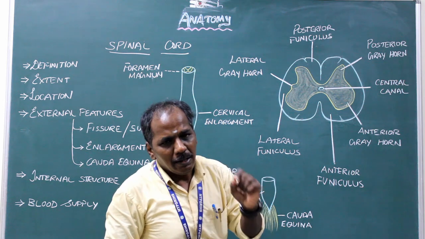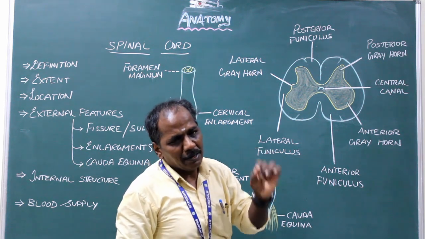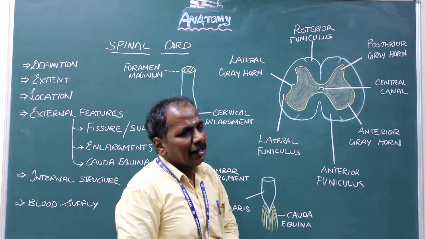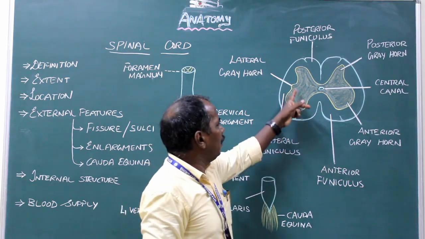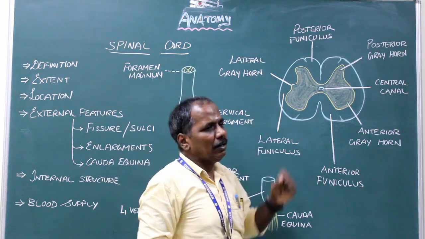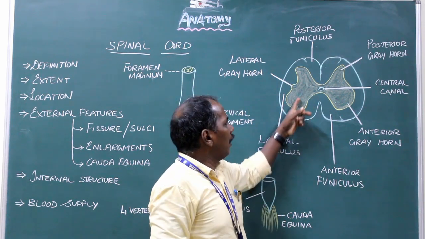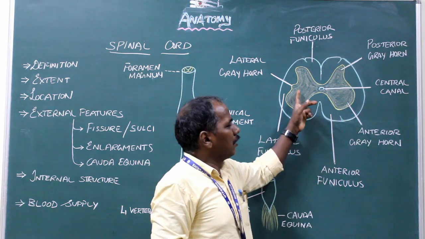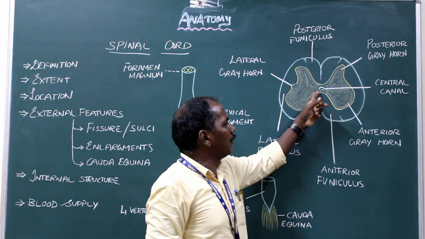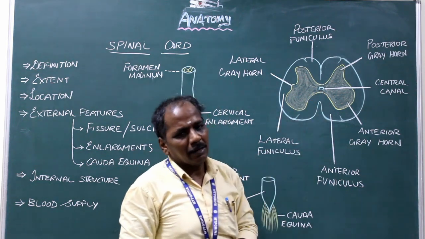In the T1 to L1 segments of the spinal cord and in the sacral segments, there is a lateral extension in the grey matter known as the lateral grey horn. The two grey columns are connected in the midline by the anterior grey commissure. This area is known as the anterior grey commissure.